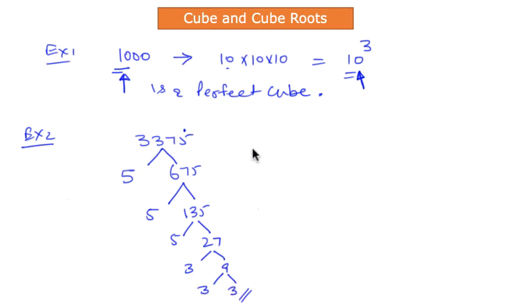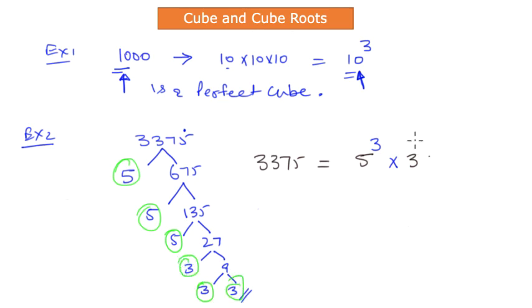So in essence, what do you see here? What I see is that 3375 can be written as a product of 5s, and how many 5s are there? 1, 2, and 3, right? So 5 to the power 3, times 3 to the power, how many 3s are there? I have 1, 2, and 3. So 3 to the power 3, right? So 3375 can be written as a product of its prime factors, and there is a triple of each prime factor: 5 to the power 3 and 3 to the power 3.